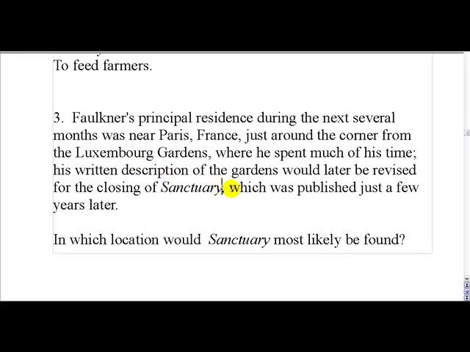Now it also says here, which was published. What is published? A book is published. An article is published. A magazine is published. Published typically means something in writing is put into a public format where people can read it, they can maybe purchase it, and so on.